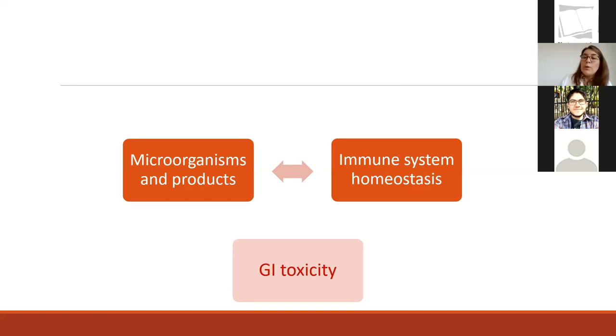So what we want to understand is, when we have an intervention with checkpoint inhibitors in humans, what are the mechanisms that lead some patients to develop GI toxicity and other patients not to develop any toxicity? This is our big question. I don't think it will be answered shortly. We might need a couple of years to understand, but we are starting to work on that.